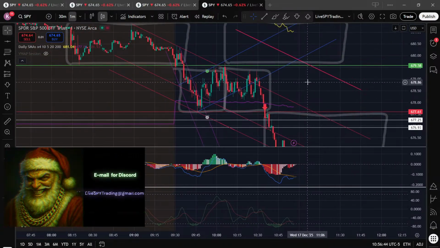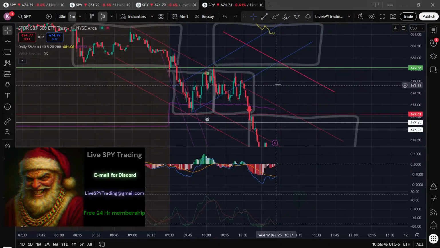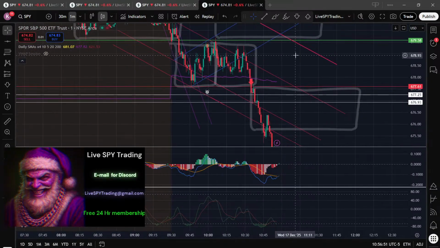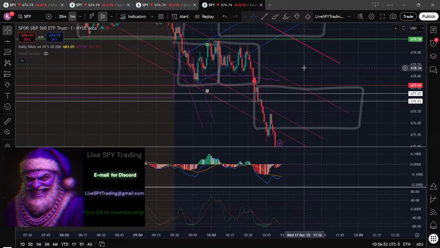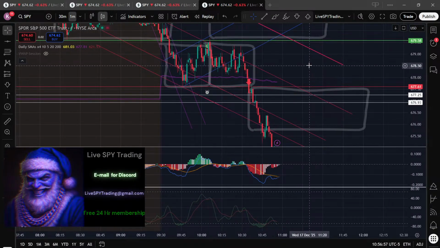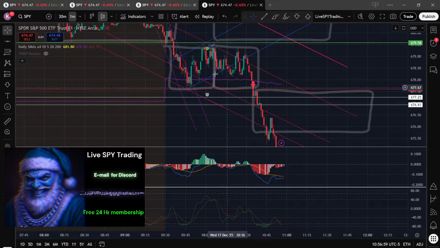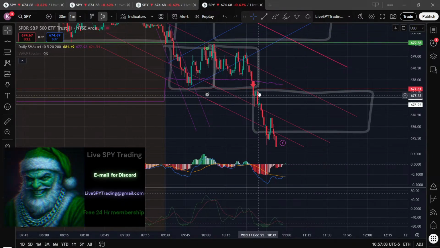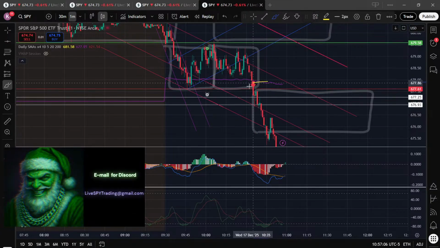The way we were able to succeed today was identifying our liquidity box and understanding the microstructure that needed to occur. Basically, we needed to break our liquidity box, break, retest, and reject our liquidity box. That happened right here.